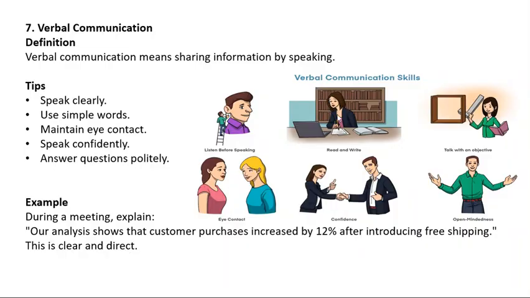This image shows the types: listening before speaking, and another is read and write. Second is talk with objectives. Fourth is eye contact. Fifth is confidence. And sixth is open-mindedness.